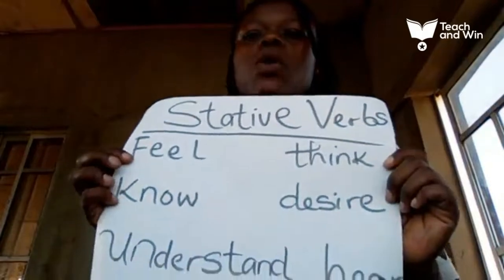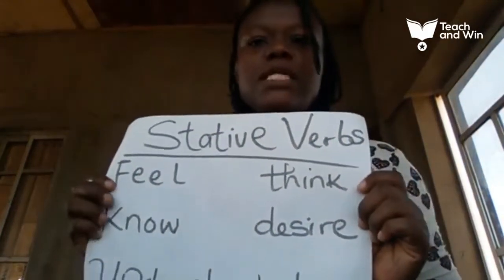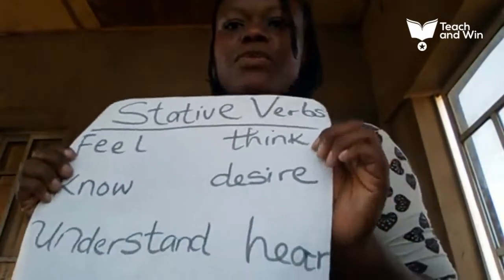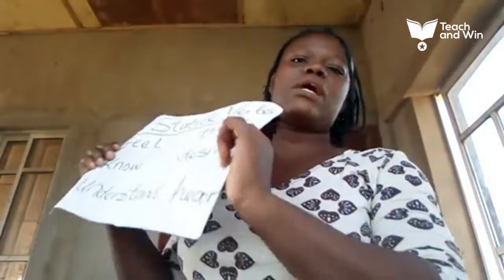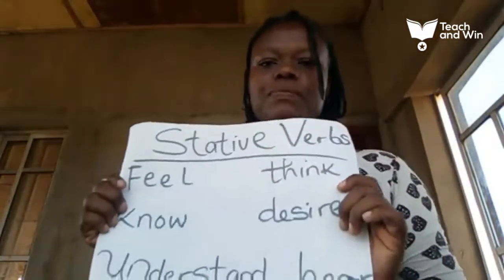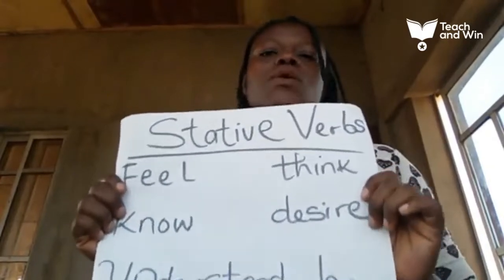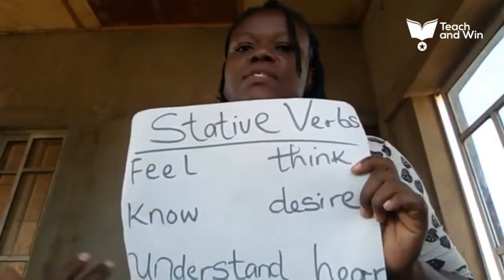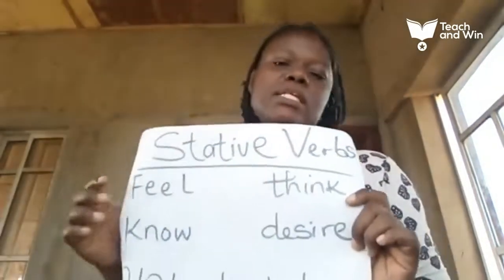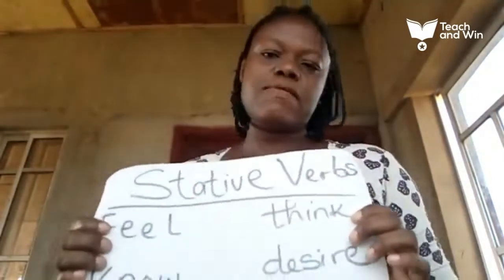You have know. You have understand, think. You have desire, and you have fear, and a whole lot of other types of stative verbs. They are called state of being verbs. Auxiliary verbs, as well as these verbs of emotion, fall under the category of stative verbs.